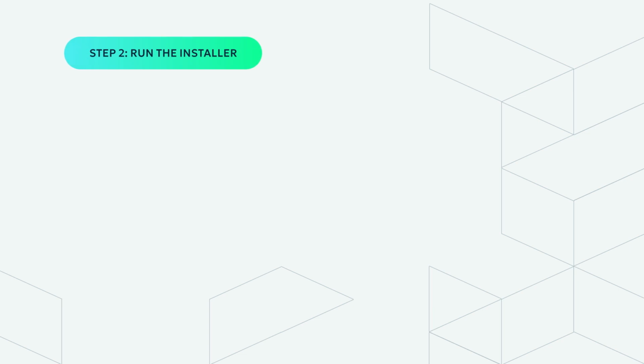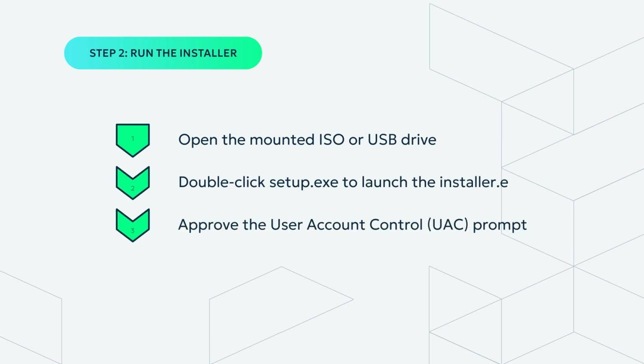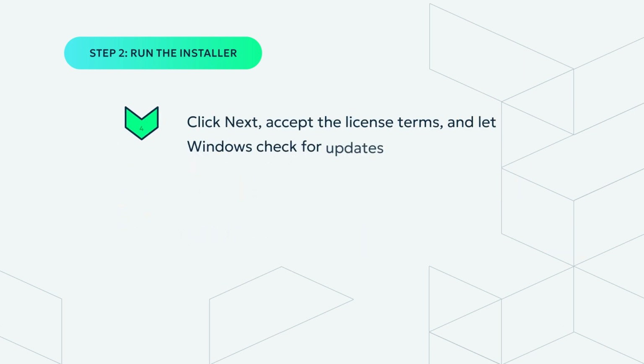Step 2. Run the installer. Open the mounted ISO or USB drive. Double-click setup.exe to launch the installer. Approve the User Account Control (UAC) prompt. Click Next, accept the license terms, and let Windows check for updates.